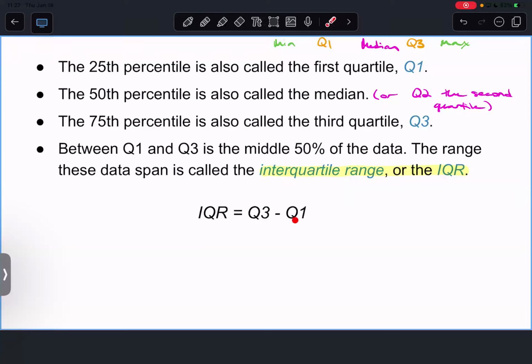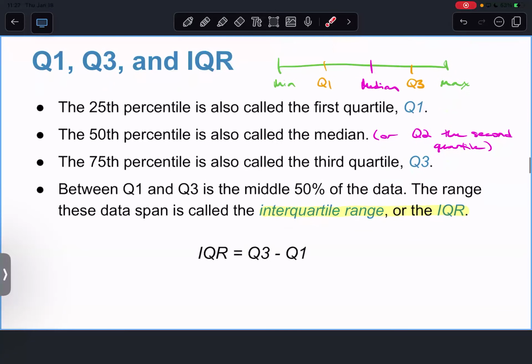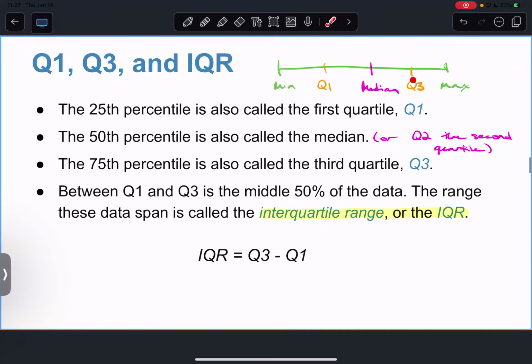IQR equals Q3 minus Q1. We do Q3 minus Q1 because if we did Q1 minus Q3, then you'd always have a negative number, and that's annoying. Who likes negatives anyways? And so we do Q3 minus Q1 to find that distance.